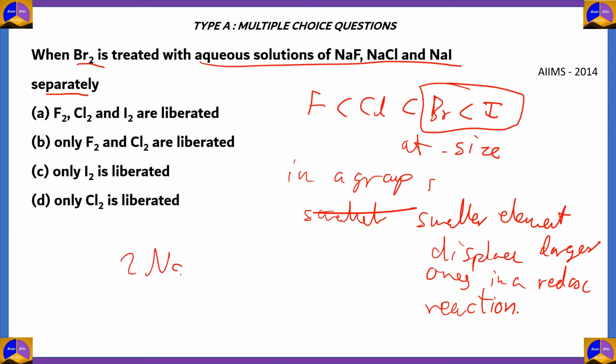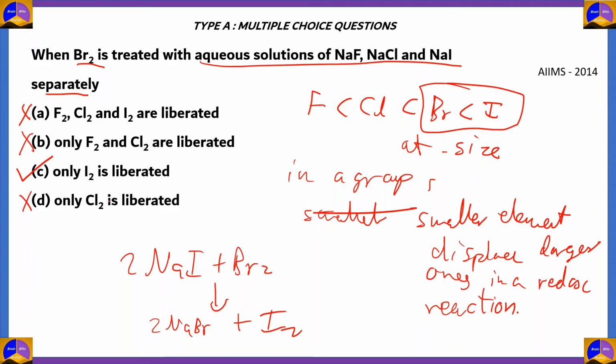So if you look at it, 2NaI plus Br2 would give you 2NaBr plus I2. So I2 gets liberated. So option C, only I2 is liberated, is the right answer. Option A is incorrect because F2 and Cl2 are already smaller than Br2. Option B is also incorrect due to the same reason. Option D is also incorrect due to the same reason. Chlorine is smaller than bromine, so it does not get liberated.